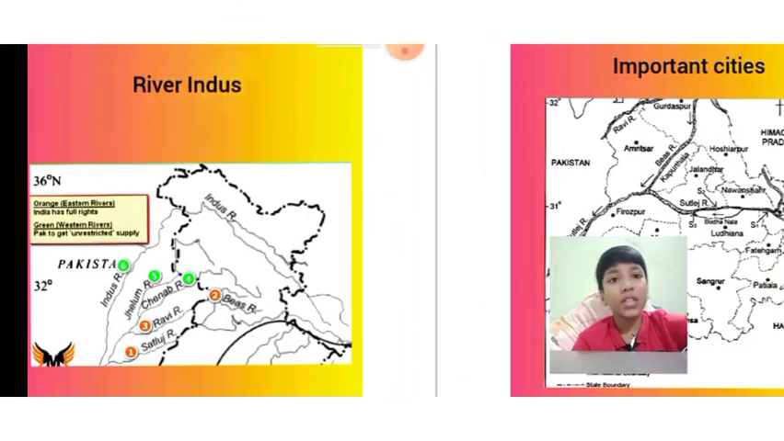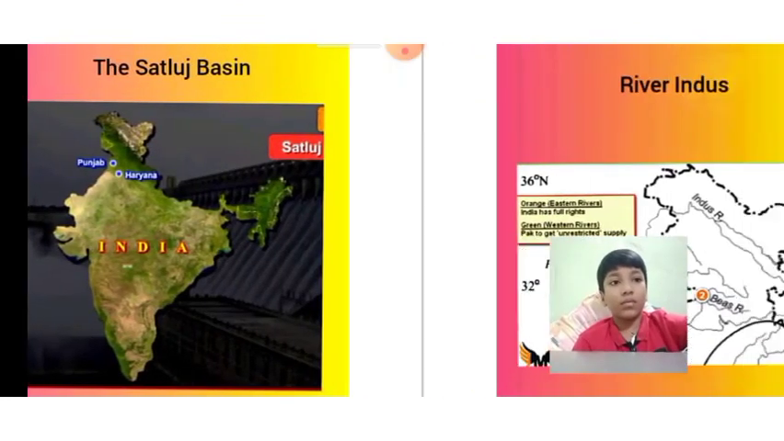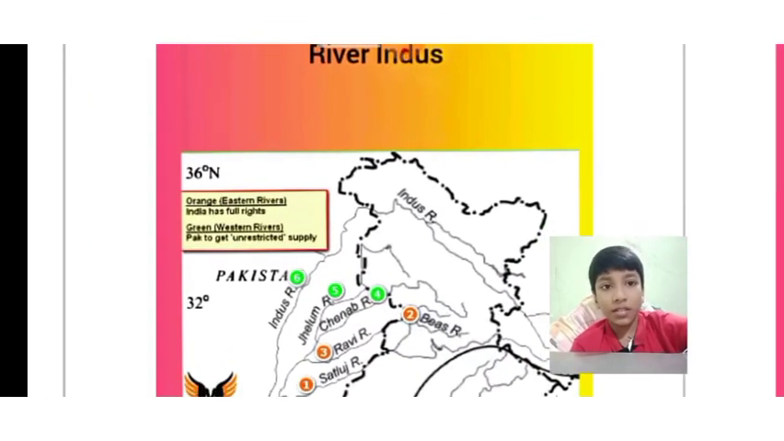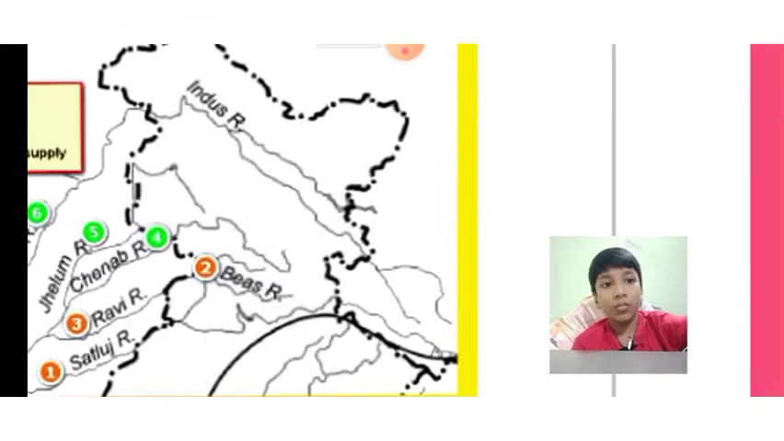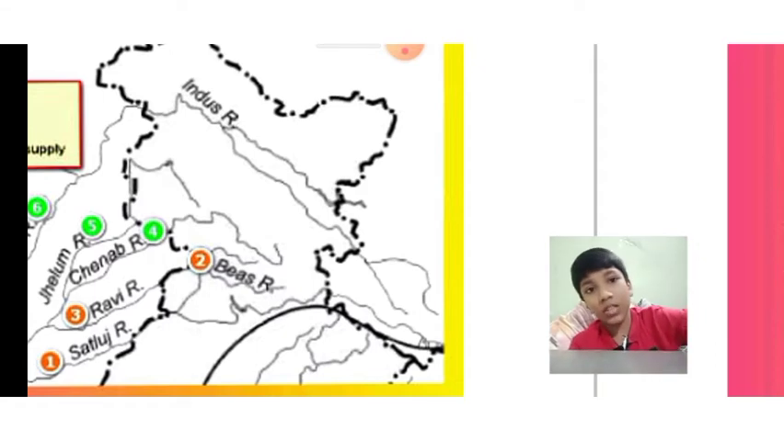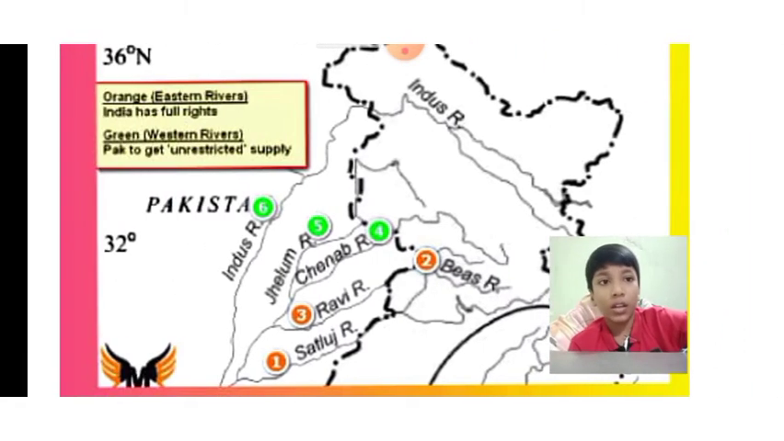Now lastly we'll see the river Indus. River Indus starts from Manasarovar Lake and enters Ladakh and comes down, and it has many tributaries, that is Indus, Jhelum, Chenab, Ravi, Satluj, Beas.